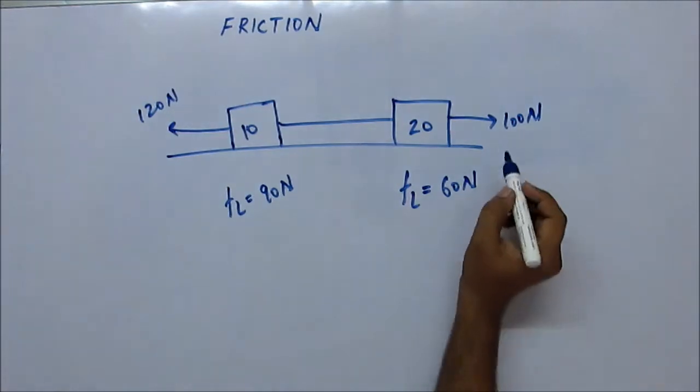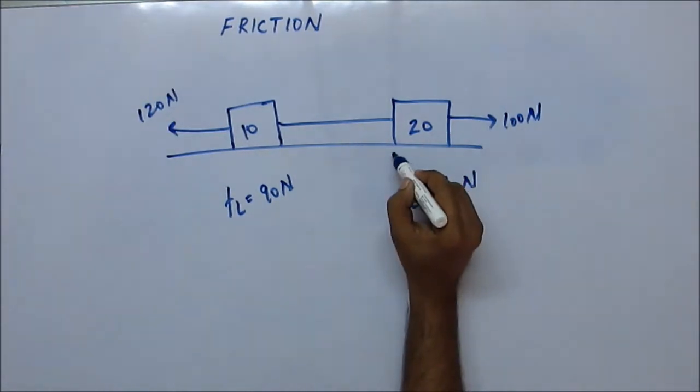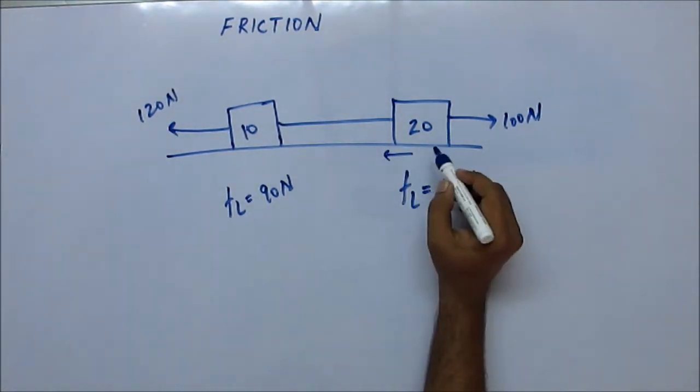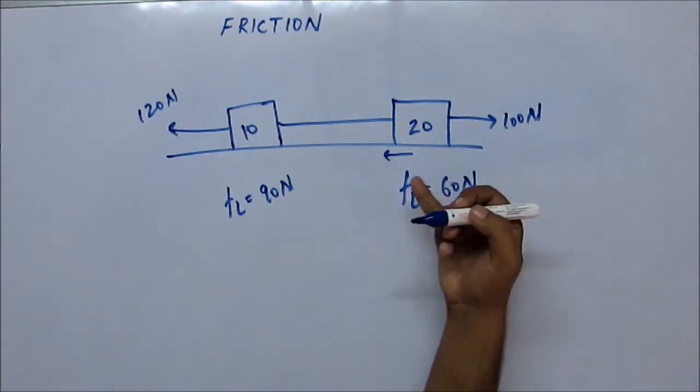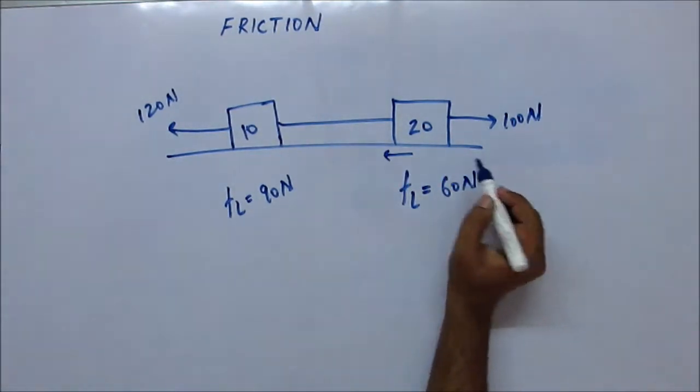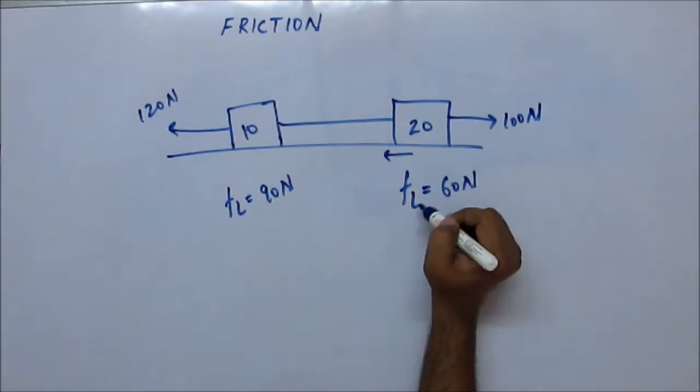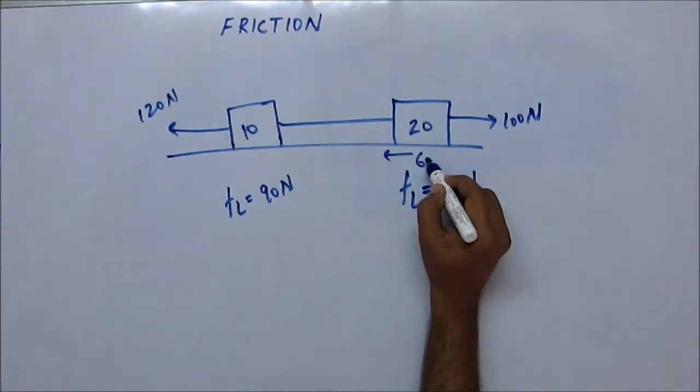Okay, so let me quickly tell you the answer. The value of friction at this end, at this contact, the direction would be opposite to the applied external force, and the value will be the maximum possible value. It will be 60 Newton.